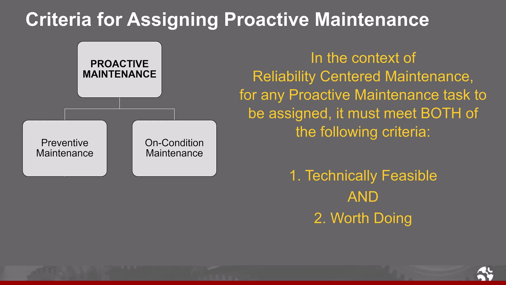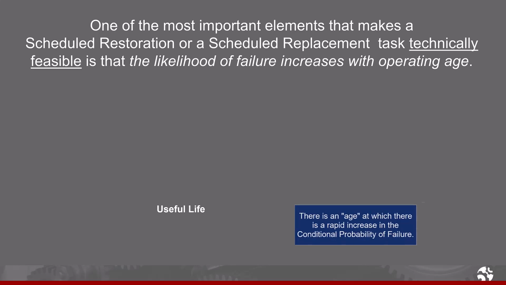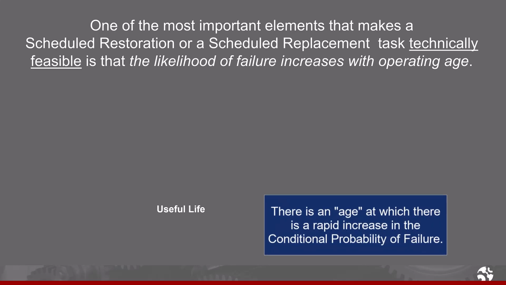With respect to scheduled restoration and replacement tasks, let's start with what makes them technically feasible. One of the most important elements that makes a scheduled restoration or a scheduled replacement task technically feasible is that the likelihood of failure increases with operating age. In other words, there's a useful life. What do I mean by useful life? If an item has a useful life, it means that there is an age at which there's a rapid increase in the conditional probability of failure.